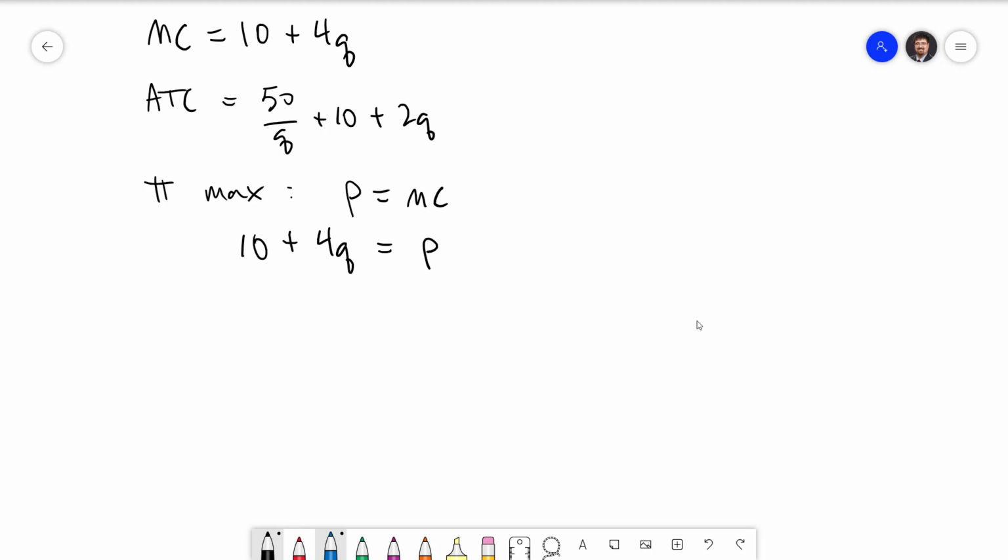I'll subtract 10 from both sides to get 4q equals P minus 10, and then divide both sides by 4 to get q equals (P minus 10) over 4. We can then plug in any price we want, and that will tell us what is the profit maximizing quantity for our firm to produce. What we've just done is found the firm's supply function.